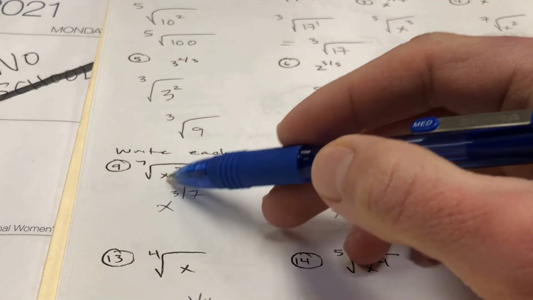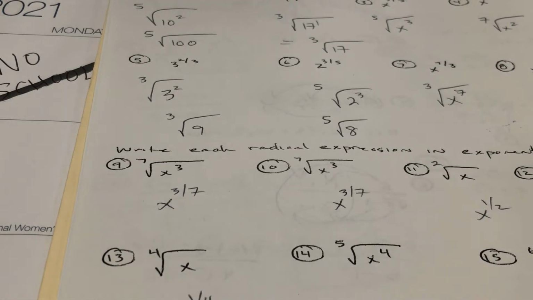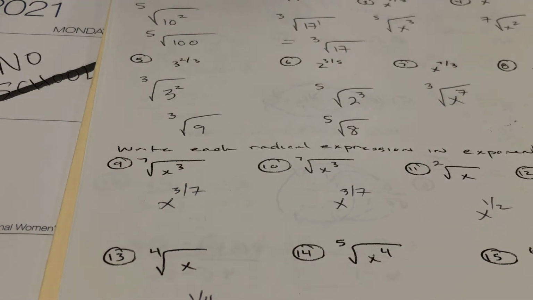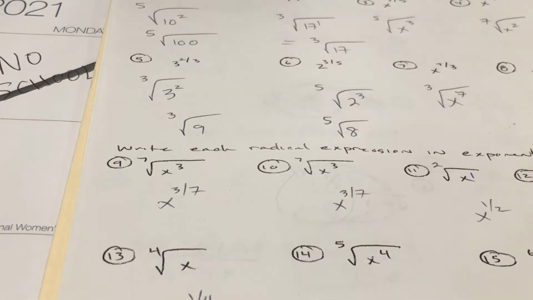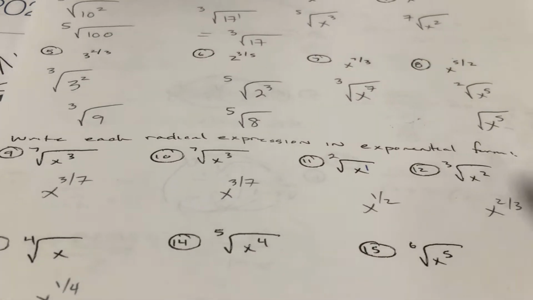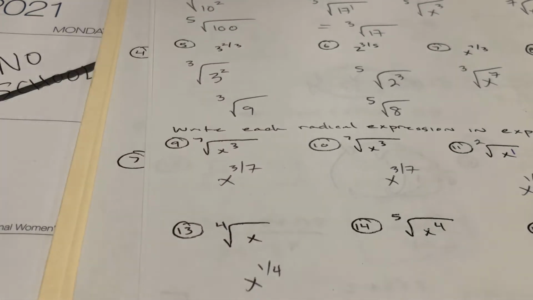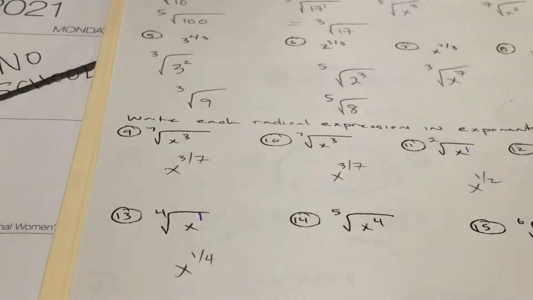Here is x to the 3/7. This is, again, x to the 3/7. I wrote that down twice. This is x to the 1/2. This is x to the 2/3. This is x to the 1/4.